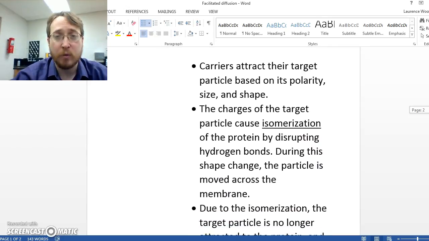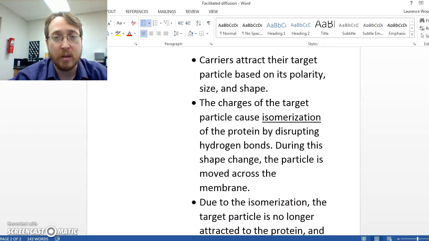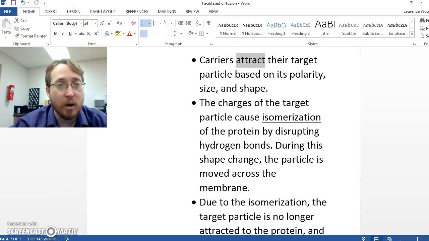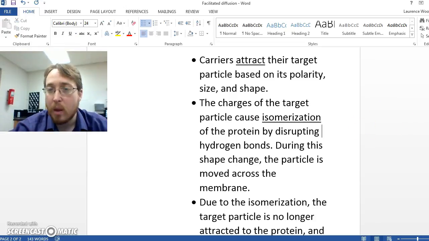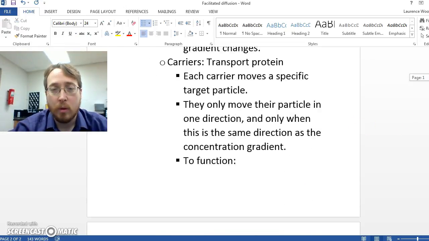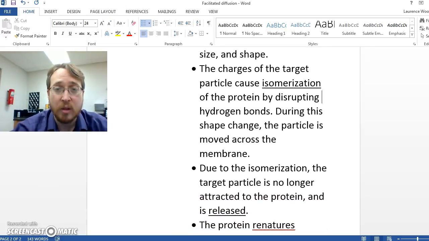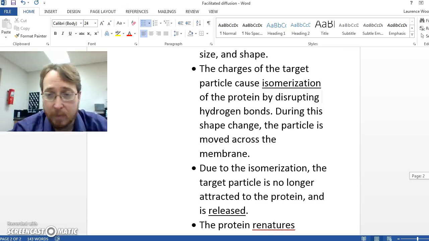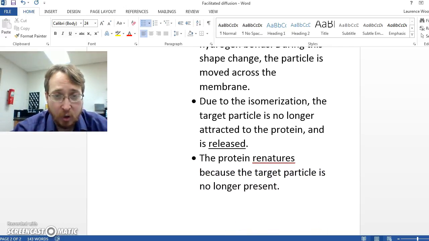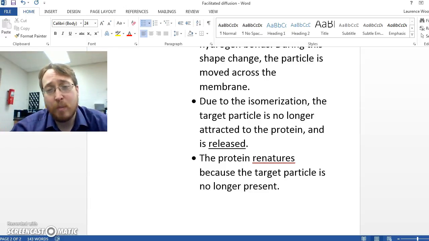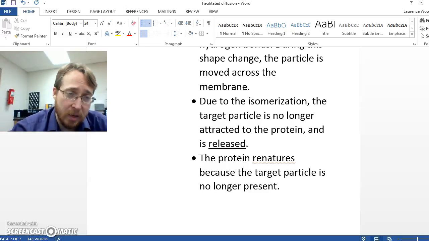To work, carriers first attract their target particle based on its polarity, size, and shape. Then, that target particle triggers isomerization by disrupting the hydrogen bonds, and during that isomerization, the target particle is moved across the membrane. After the isomerization has occurred, the target particle is no longer attracted to the protein because the charges have moved around, and the particle is released. And finally, when that particle is gone, the protein renatures because the particle isn't able to disrupt its bonding anymore.